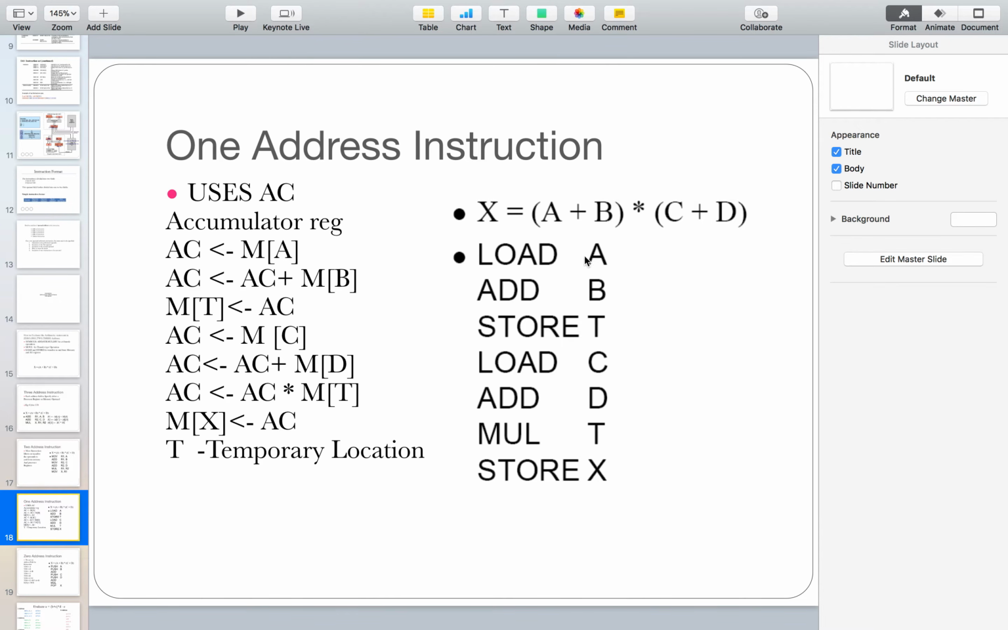I repeat, I load A and then I add B. This A plus B, I store it in T. I load C and I add D. Suppose I load C and add D, this will contain the value of C plus D. So I multiply this with T, which means T is multiplied with the value that is already present in the system. So I get A plus B star C plus D, and I store this value present in the system in another new register called X.